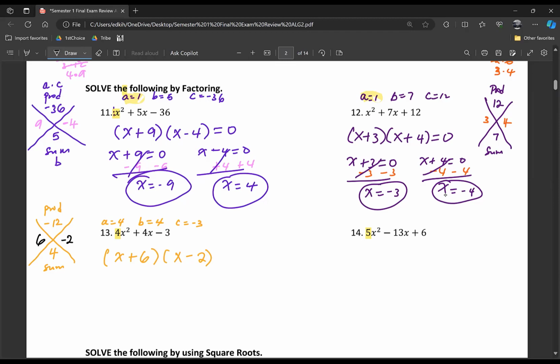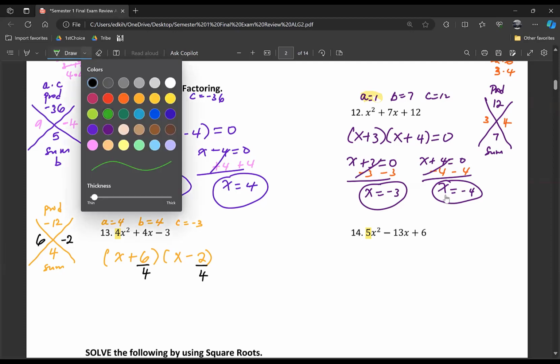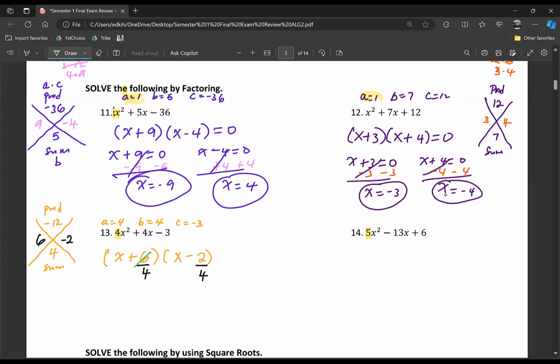What you do here is, because the a value was not a 1, you're going to divide each of these numbers by that a value, divide them by 4, and simplify the fraction if it's possible. So this simplifies to a 3 over 2. This simplifies to a 1 over 2. But recall, we can't leave the fraction there. We have to drag this 2 and drop it at the very beginning of that. And again, you're going to drag this. You're going to drop it right there.